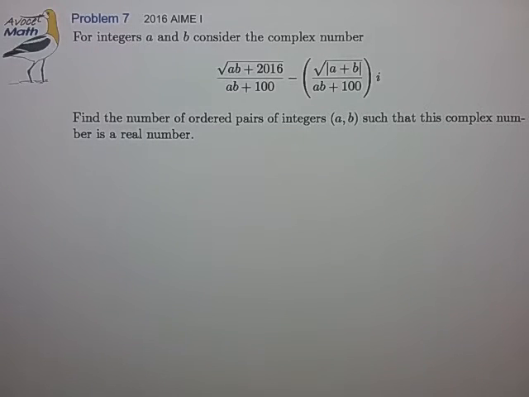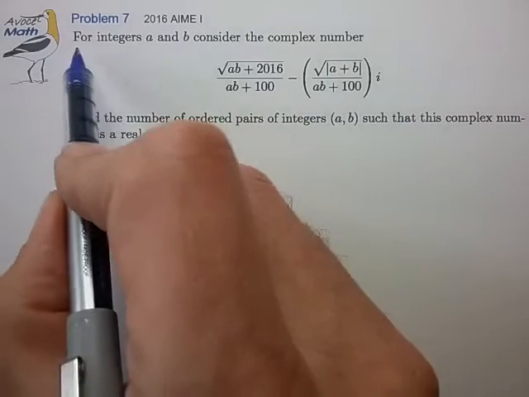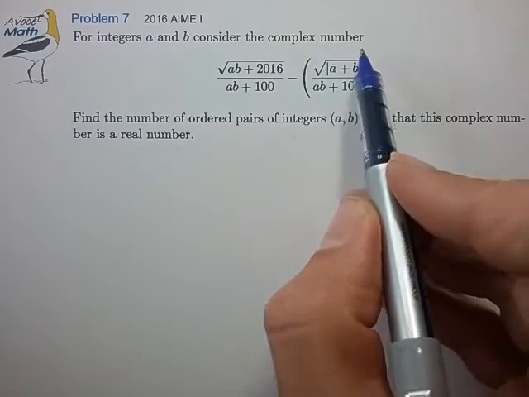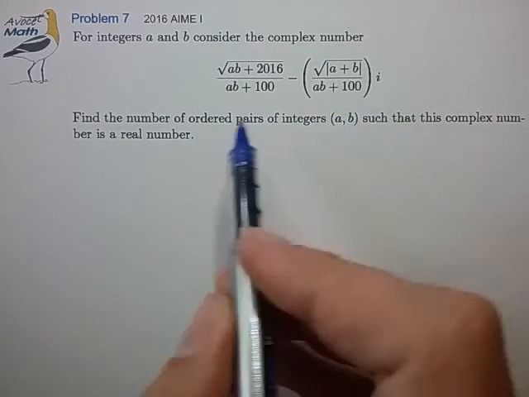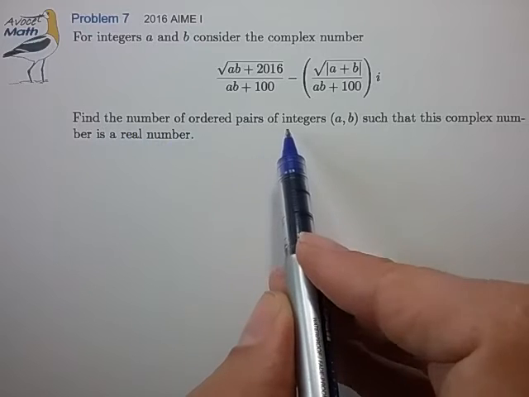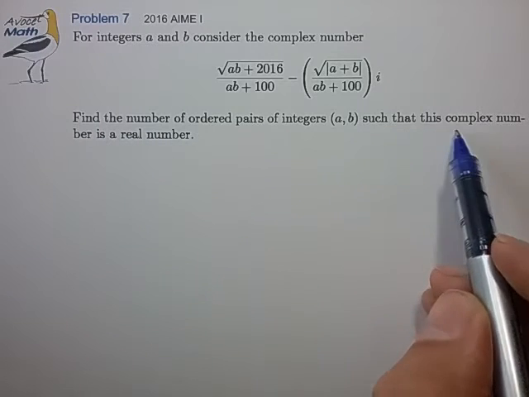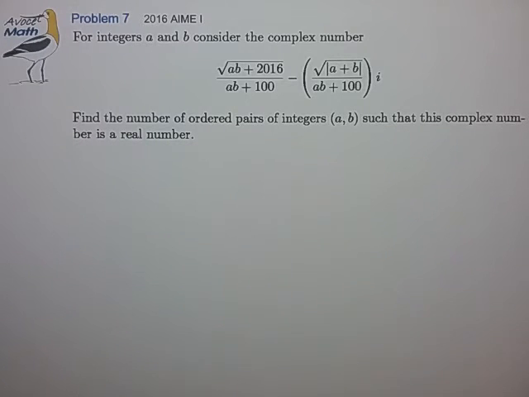Hi, this is problem 7 from the 2016 AIME 1. For integers a and b, consider the complex numbers shown and find the number of ordered pairs of integers a and b such that this complex number is a real number.